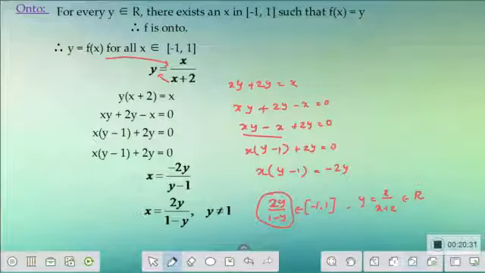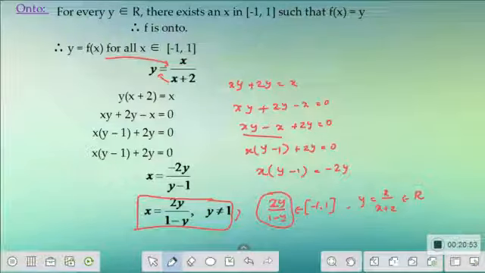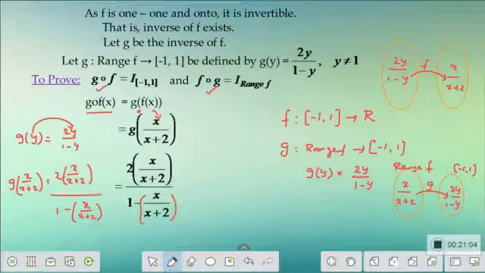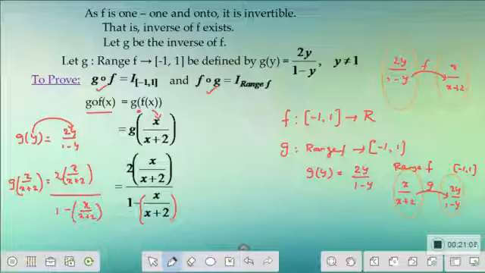So we have proved f is onto, and then we have the definition, that is f of x is equal to y because f is onto, from which we get the value of x in terms of y, which is x equal to 2y by 1 minus y, with the denominator y not equal to 1. So this we derive from the understanding that f is onto. With this 2y by 1 minus y, we define a function g such that g of y is equal to 2y by 1 minus y, and this is defined from range f to the closed interval minus 1 comma 1.